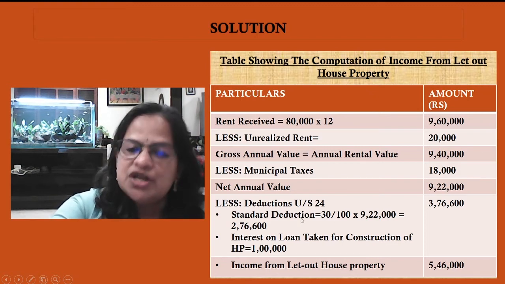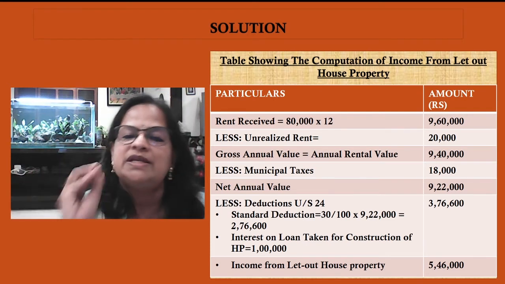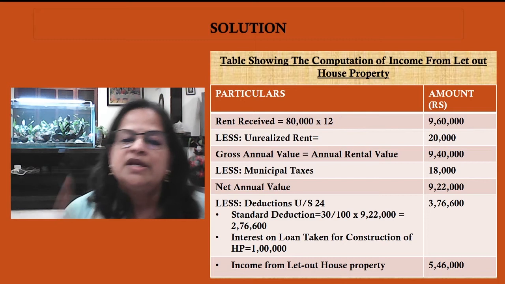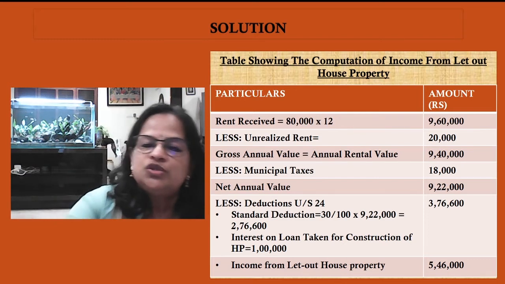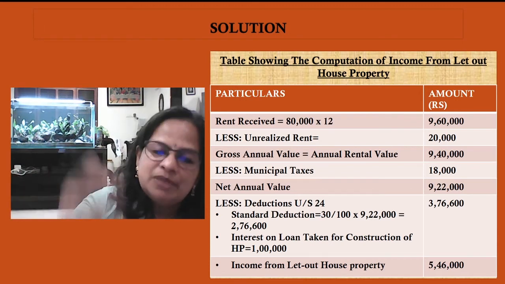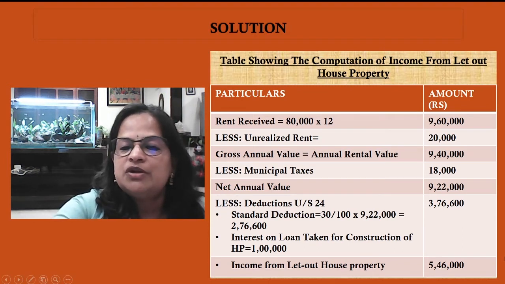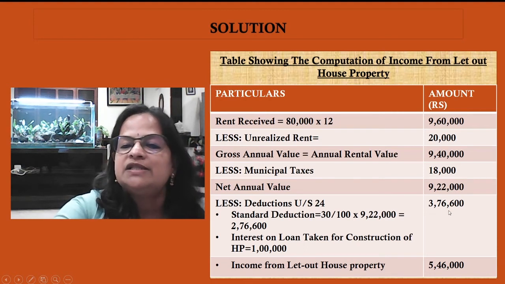Now less deduction under section 24. Please remember, if it is let out house property, you always have to reduce the standard deduction, which is 2,76,600. Interest on the loan taken for the construction of the house property is 1 lakh. So the total deduction allowed is 2,76,600 plus 1 lakh, 3,76,600. Income from let out house property is 9,22,000 minus 3,76,600, which is 5,46,000.